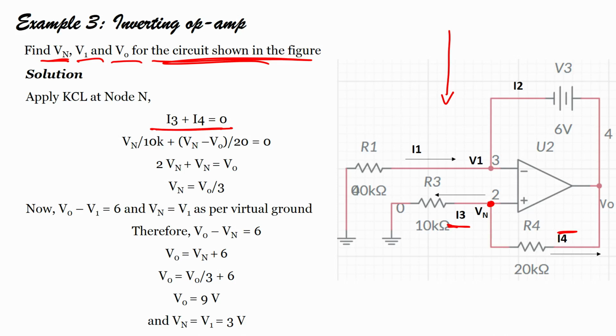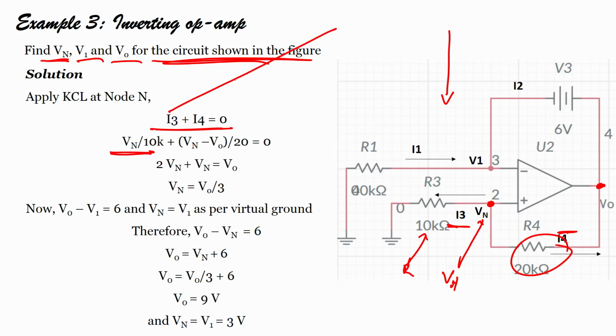Now, what is I3? I3 is nothing but V by R. What is V? V is my Vn. What is R? R is my 10 kilo ohm, so Vn by 10 kilo ohm, plus I4. What is I4? I4 is nothing but Vn minus Vo divided by R4.